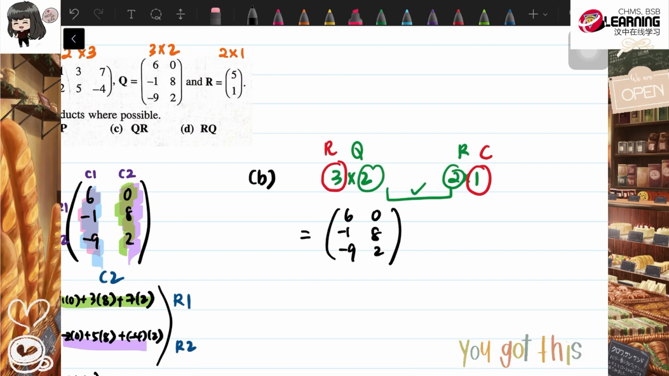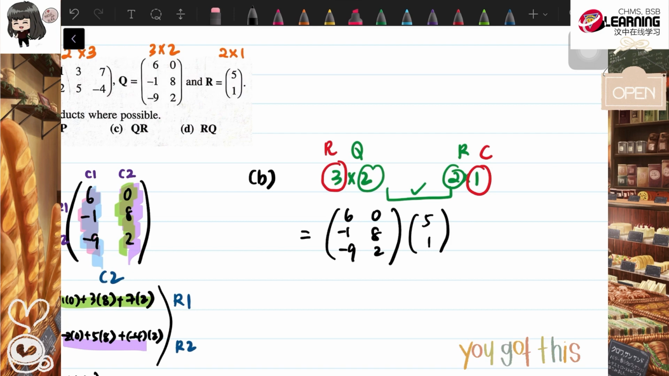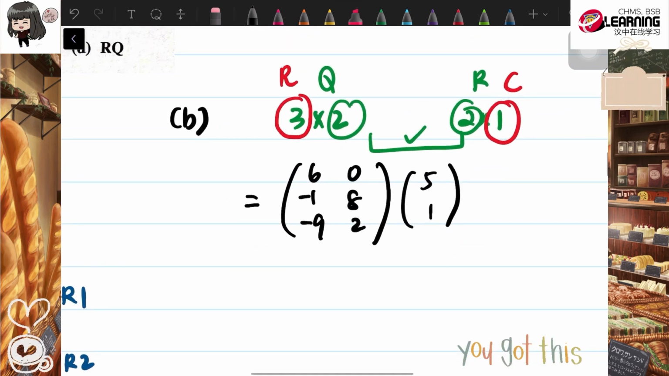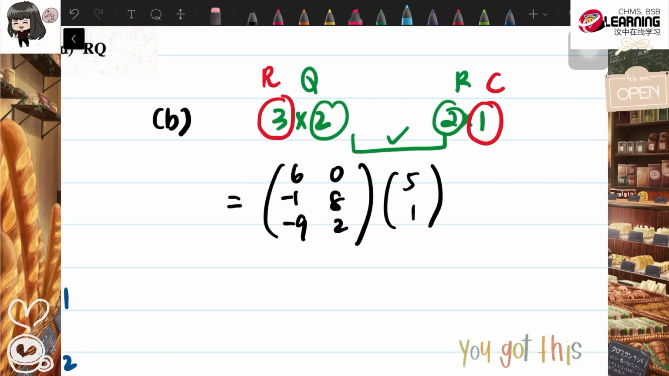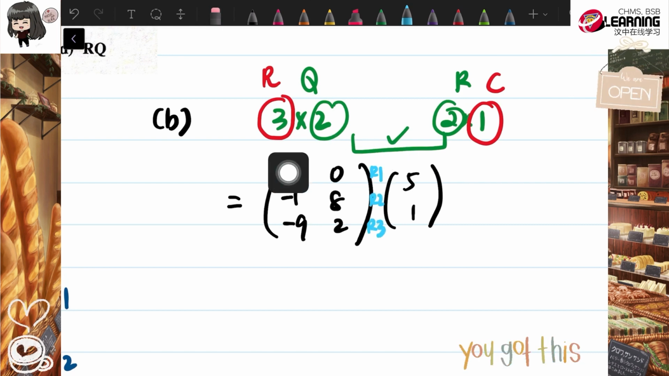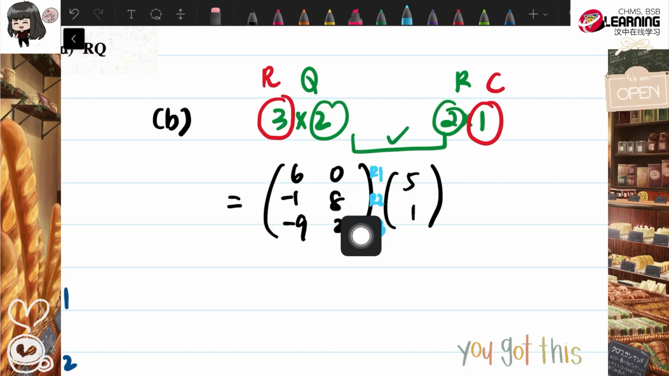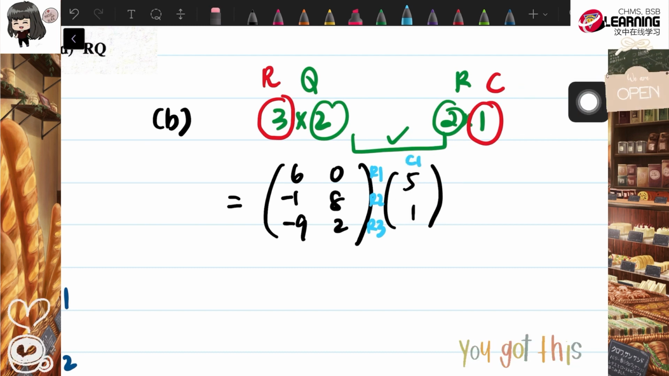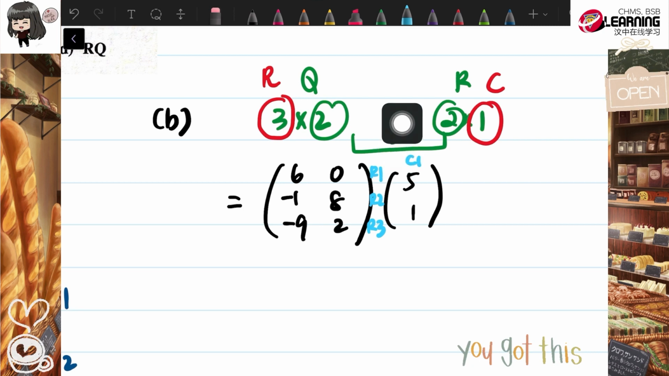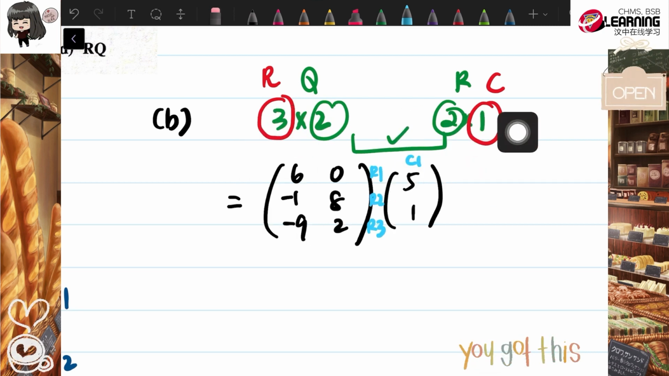Multiply with R, which is 5, 1, like that. Okay, so I list down the row first. This is row 1, row 2, row 3, referring to this matrix. This is column 1, only one column. So row by column, row by column, row by column. And your product is 3 by 1.